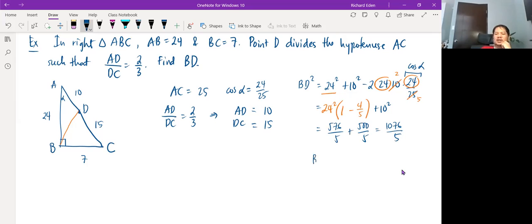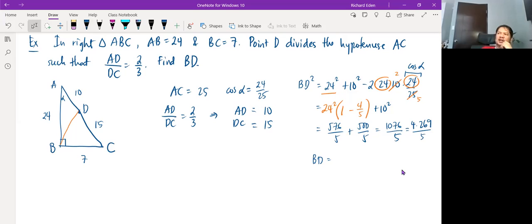Okay, so BD, what can we factor out here? 4. 4 only, times 269. Is 269 prime? As a conjecture, about 7. No. 13, no. So it's 4 times 269.